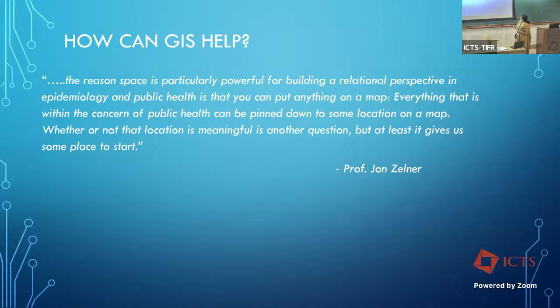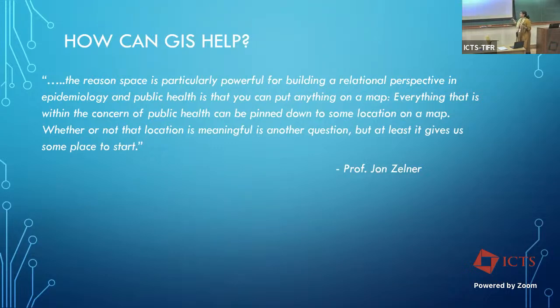This is a quote from Professor John Zellner, a spatial epidemiologist in the US. He says that the reason space is particularly powerful for building a relational perspective in epidemiology and public health is that you can put anything on a map. Everything that is within the concern of public health can be pinned down to some location on a map.